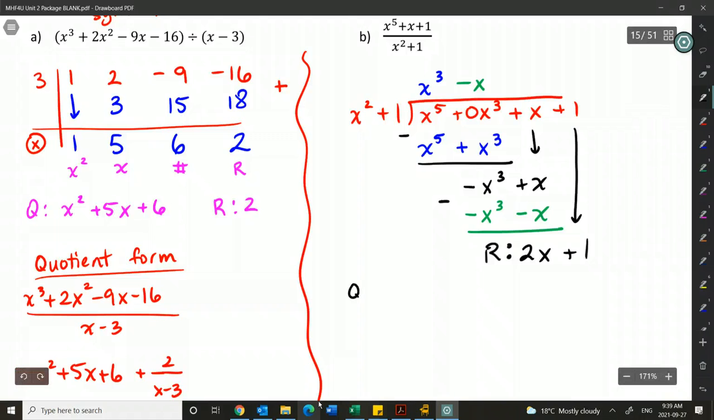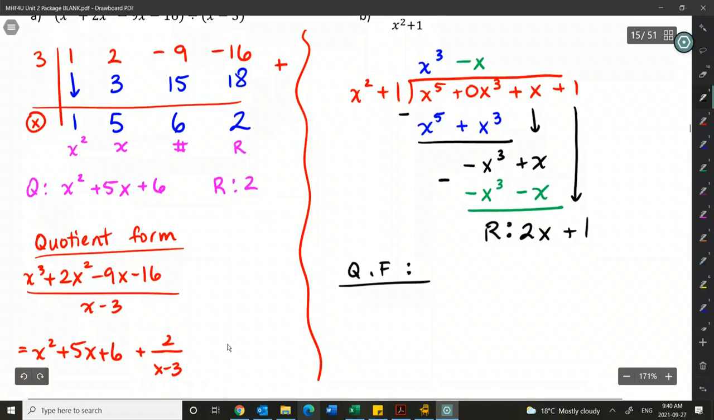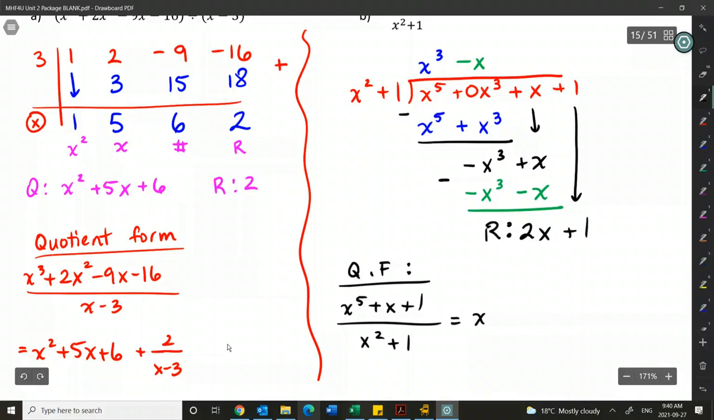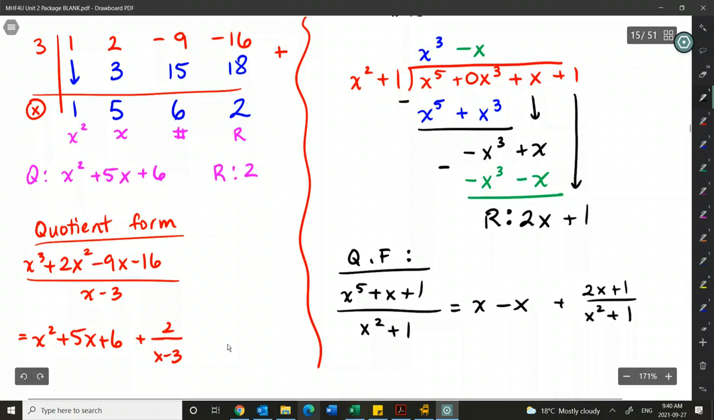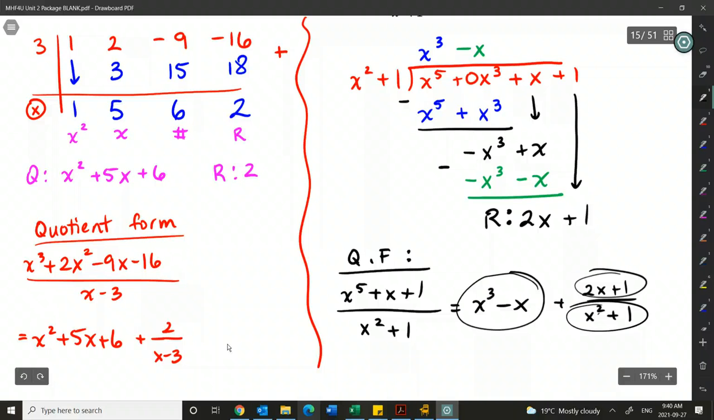Okay, so quotient form, who can set up quotient form for us for this one? Clayton? x to the power of 5 plus x plus 1 over x squared plus 1 equals x cubed minus x plus 2x minus 1 over x squared plus 1. Good. Okay, so still we're doing quotient plus remainder, whatever that remainder is, over divisor.